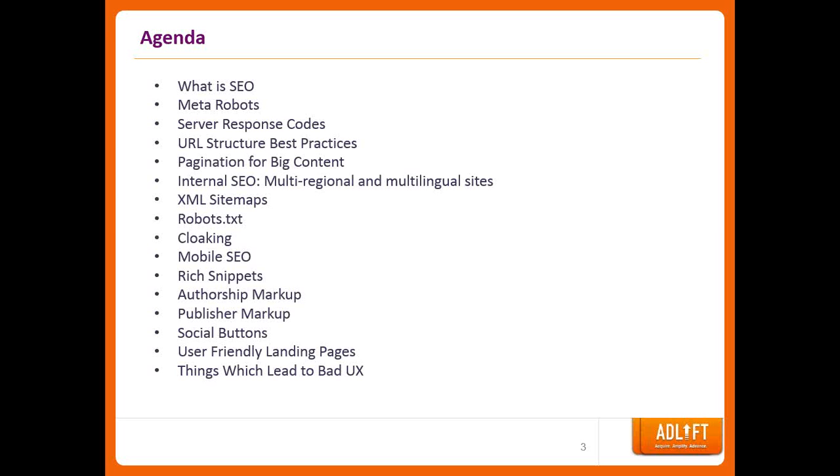And then recommendations regarding the authorship markup and publisher markup, which is one of the biggest things in Google since the launch of Google+. And then how you can create user-friendly search landing pages, and how you can avoid basic mistakes that can irritate your visitors and increase the bounce rate.